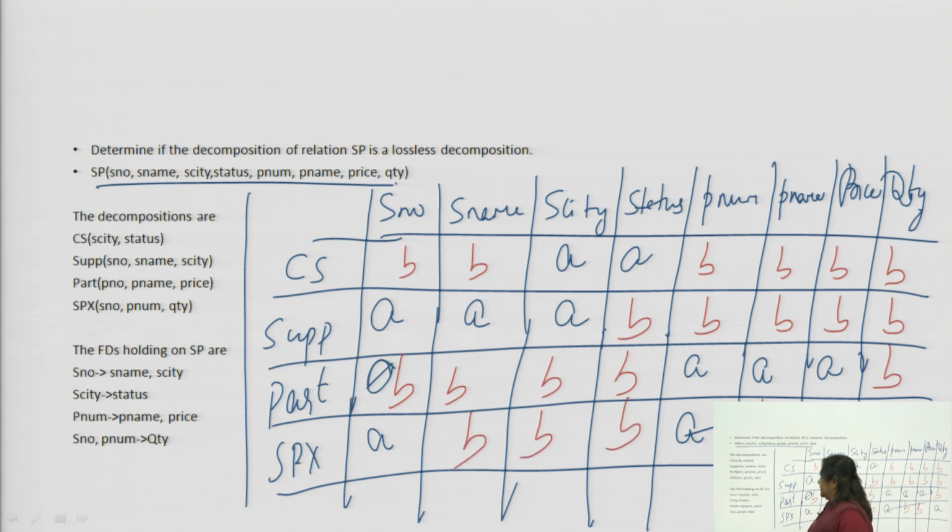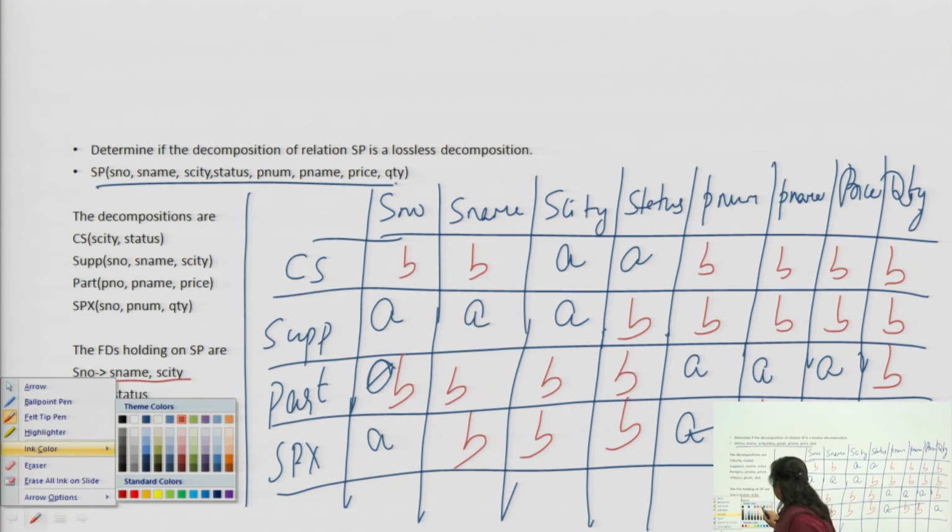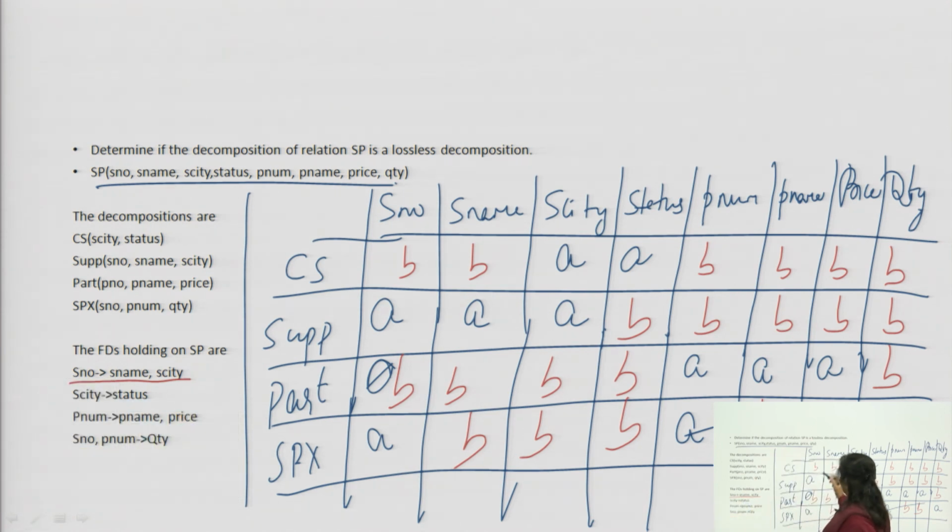This is the matrix that we get. Let us take up the functional dependencies one by one, SNO to S name and S city, right. So, SNO has A values in the second and fourth row. So, what will we do? S name in the second and the fourth, this can be a value, and S city, this will be a value, this will be a value.